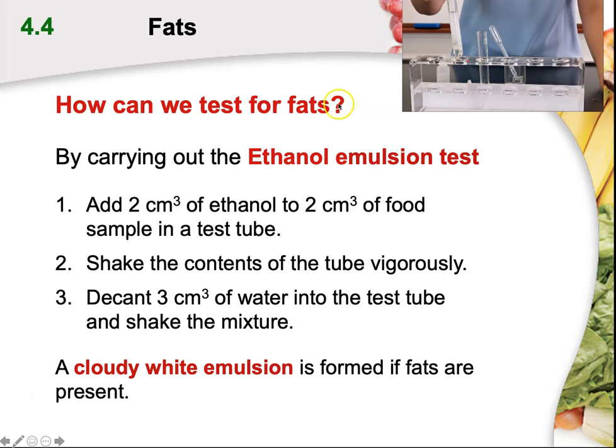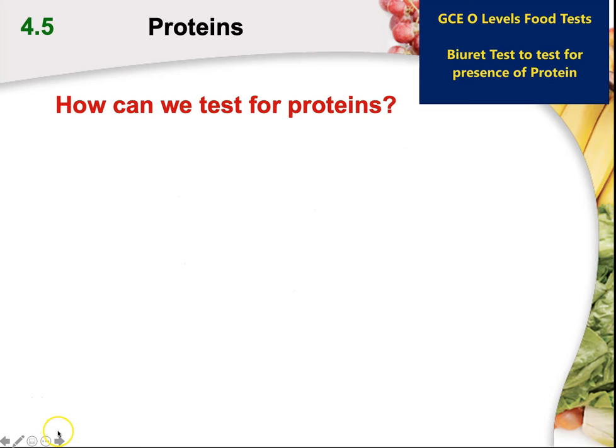white emulsion. Okay, so the last video that we're going to be watching and the last experiment that we will be doing in the lab is how do we identify the presence of proteins. Can you recall earlier in the lesson, we said that proteins are made up of the building blocks, amino acids. So different types of amino acids are represented here by the different shapes, okay?